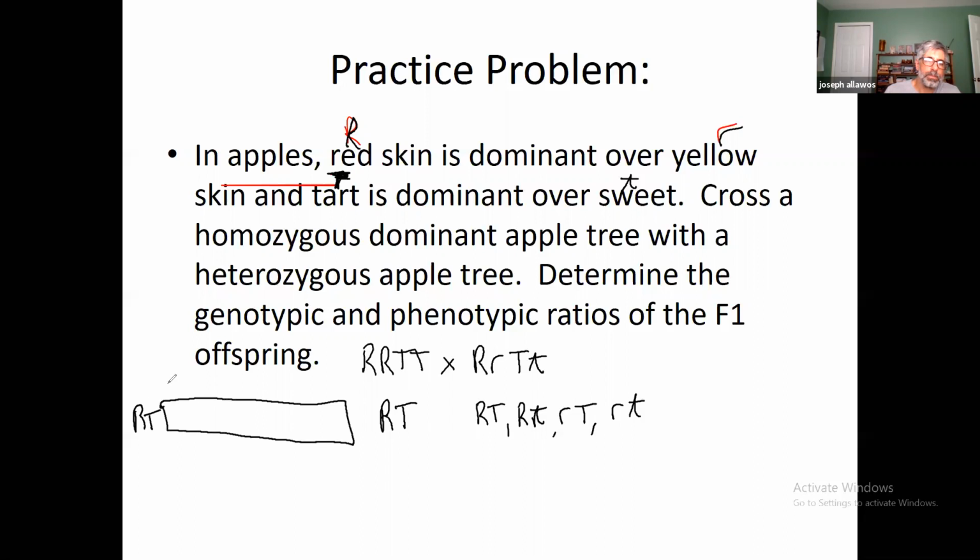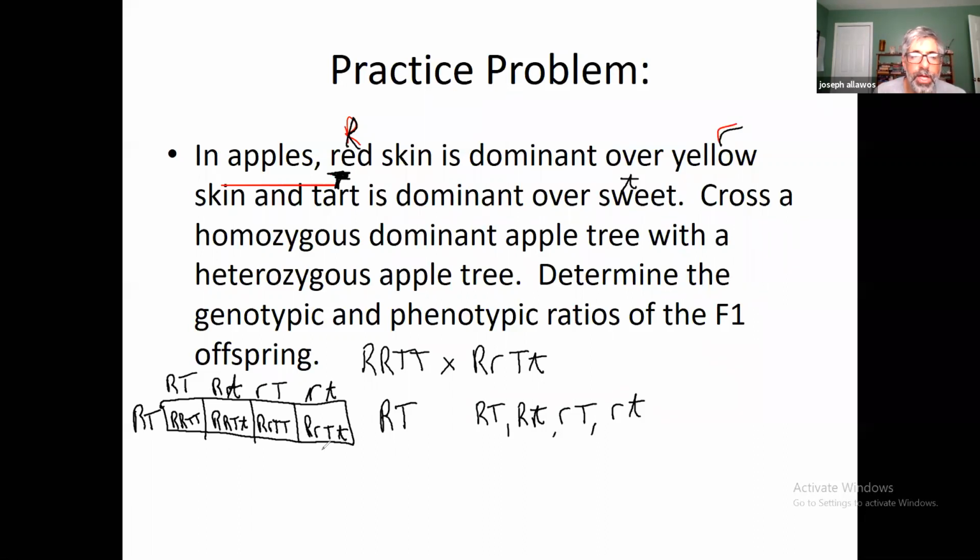Looks like this. We got our big T, little t, little r, big T, little r, little t. Sorry, I'm not writing very well. I'm doing my best. Okay, so we get this rectangle because we had one gamete here and 4 here. Fill it in: big R, big T, big R, big T, little t, big R, big T, big R, big T, little t. Okay, check these out.